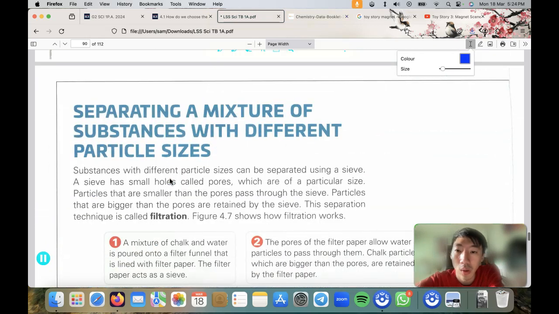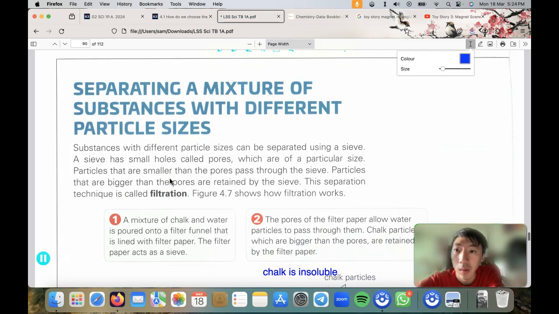Separation of a mixture with different particle sizes. When I say different particle sizes, it means that one part of the mixture is maybe very big and the other part is very small. So how do we do this?